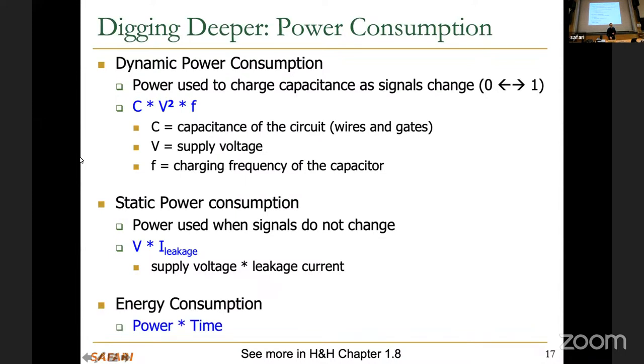Energy consumption in the end is power times time. Power is instantaneous, right? And you basically sum up each power; energy is really the integral of the power curve over time. So you keep consuming energy over time. So basically both of these contribute to energy in the end, and that's why you want to minimize both of these. Does that make sense? Okay.